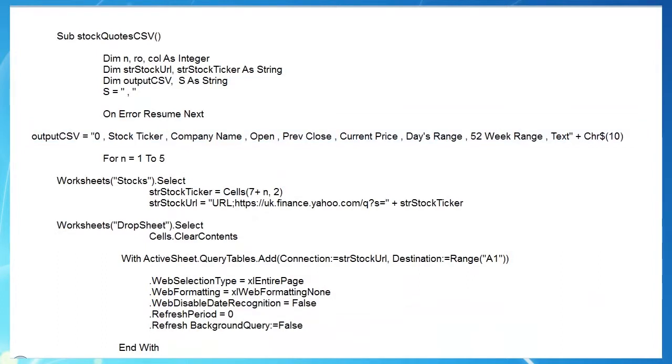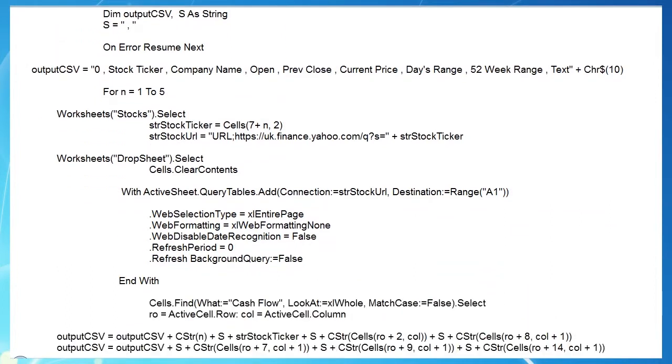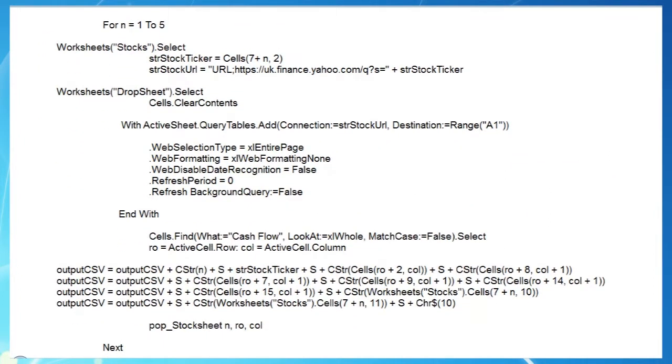Now we start on a loop which will run down the table in our worksheet called stocks, picking up the stock tickers of the companies we're interested in. A ticker is a short market code for a company. We then create a URL for each company's Yahoo stock data and get our worksheet, Dropsheet, ready to receive our first download.